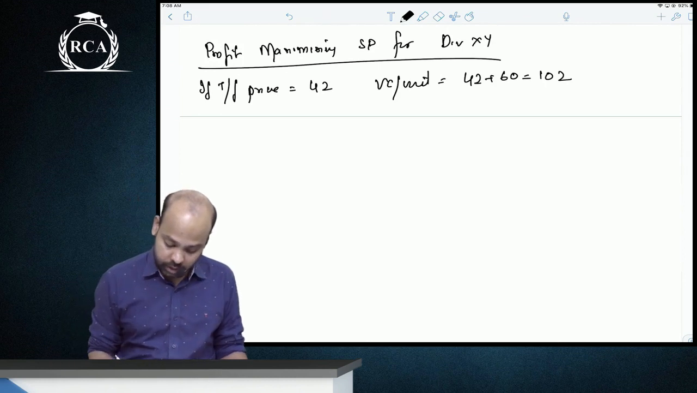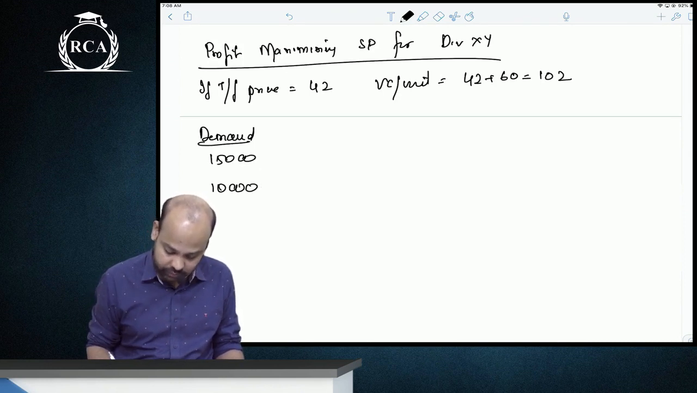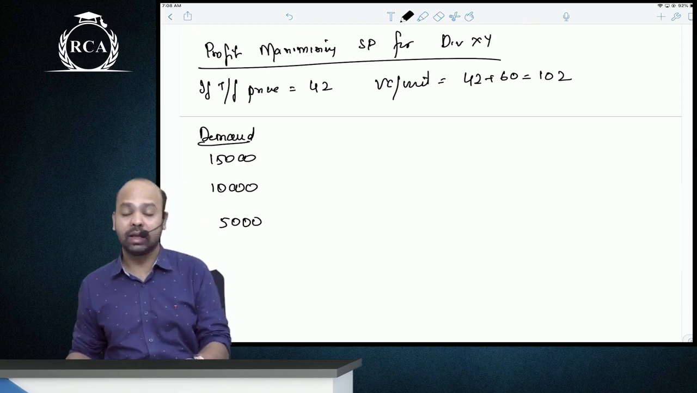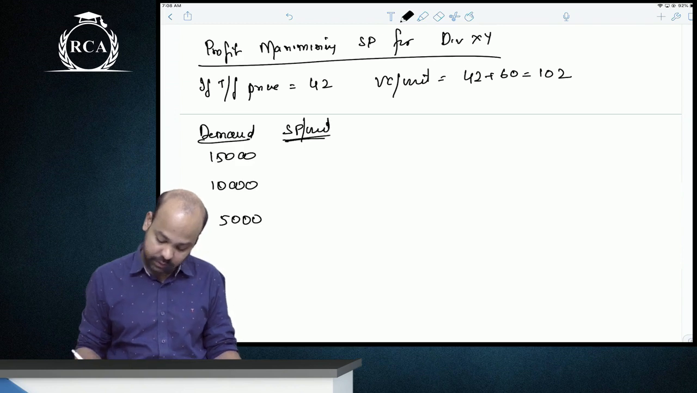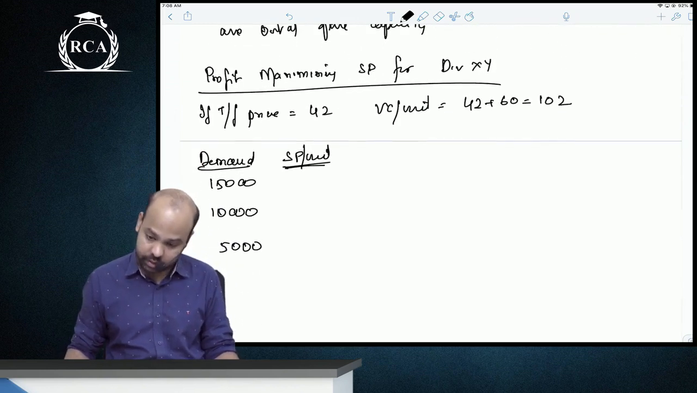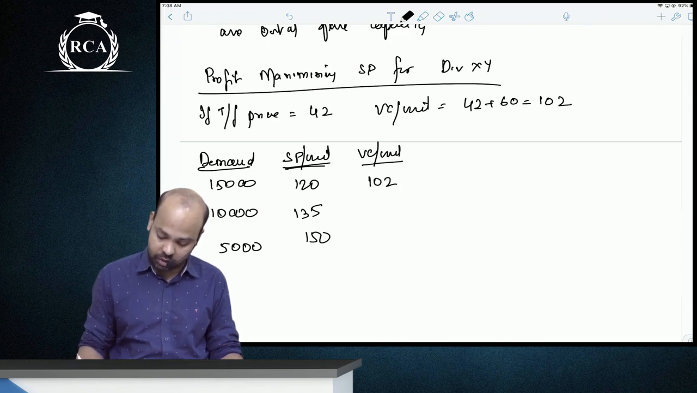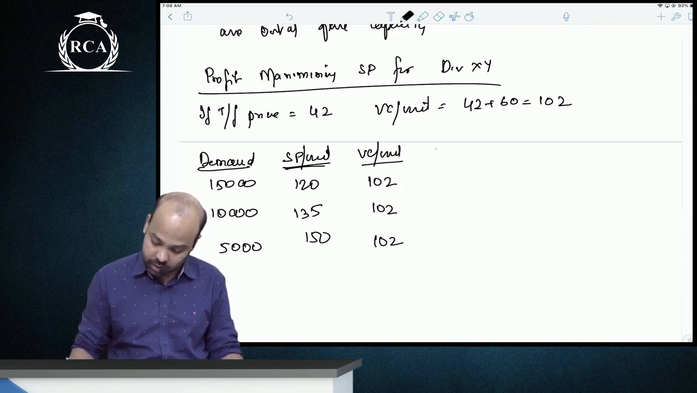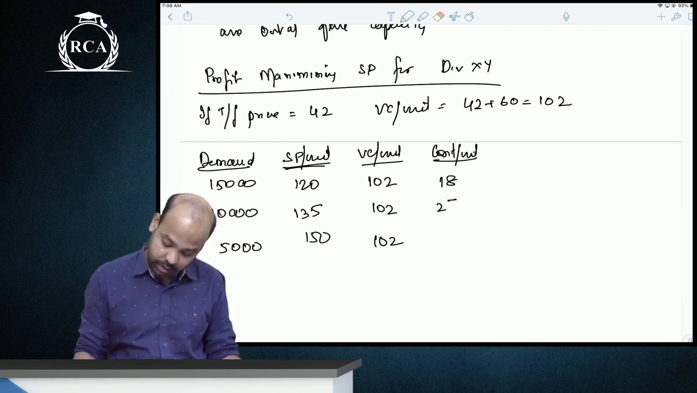Yes, sir. So now the demand levels can be 15,000, 10,000, and 5,000 units. Your selling price per unit is 120, 135 and 150. Your variable cost per unit is 102 rupees only. That is not going to change. So your contribution per unit is going to be 18 rupees, 27, no, 33 rupees.